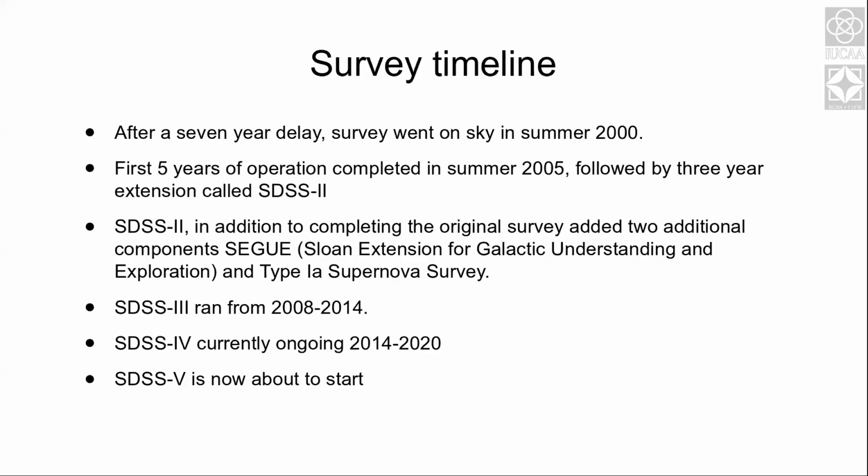And the survey has been going on since 2000, so more than 20 years, in several different iterations. Currently, the SDSS 4 is about to end, and SDSS 5 is about to start. And with every iteration, which runs for several years, they make some improvements and they change some of the parameters and introduce new instrumentation for the survey.